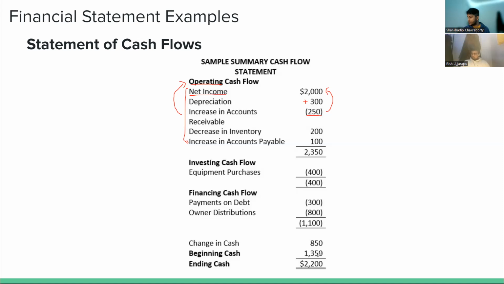You add that back to your beginning cash that was there from last year, and you get ending cash. We didn't have access to these numbers over here, but let's just take it for granted. But this is the important number here. This means we had a net cash inflow, which is very good for the firm.